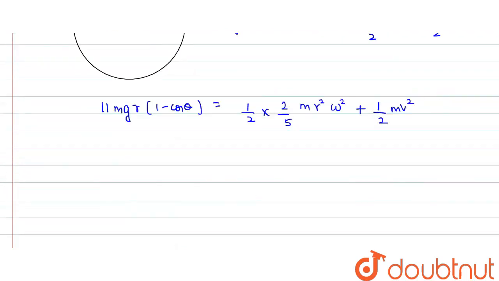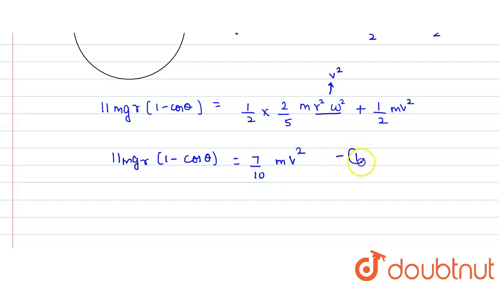Okay, so we can just rewrite this as 11 times mgr (1 minus cos theta). In place of this we would be writing v square, then it would be 1 by 5 mv square plus 1 by 2 mv square. So in total it would become 7 divided by 10 mv square. Let's say that this is our equation 1.